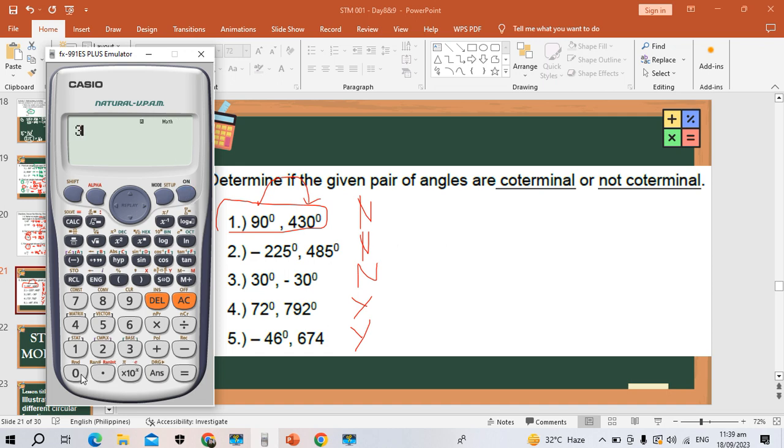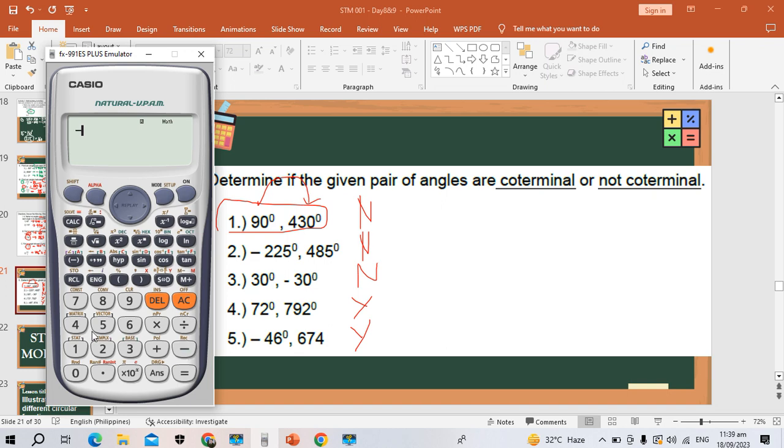Next, how about 30? Coterminal niya ba si negative 30? Siyempre, hindi. Negative yan eh. Next, yung 72 naman. Masyadong mataas yung coterminal na binigay. So, try natin 72 plus 360 plus 360. At ang 360 times 2 is 720. Pasok siya sa coterminal. Kaya 72, coterminal niya po si 792.